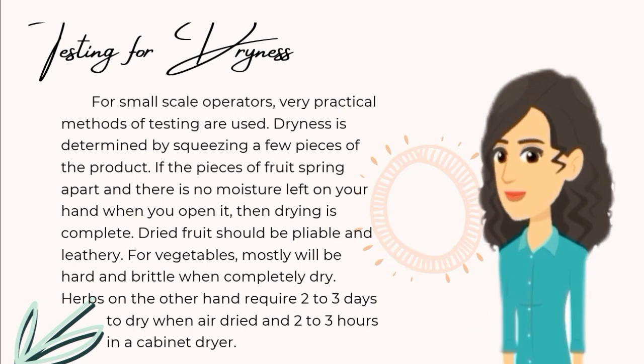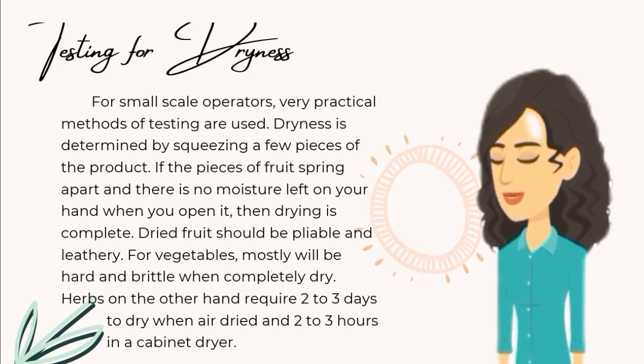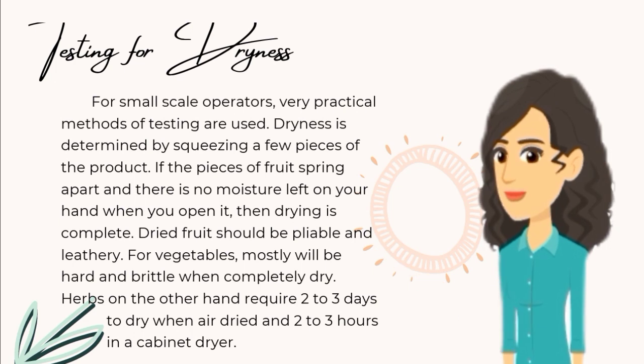Dryness is determined by squeezing a few pieces of the product. If the pieces of fruit spring apart and there is no moisture left on your hand when you open it, then drying is complete. To double check, cut through a piece of fruit; there should be no moisture on the inside. Dried foods should be pliable and leathery. For vegetables, most will be hard and brittle when completely dry. Exceptions are mushrooms, green peppers, and squash, which will be pliable and leathery.